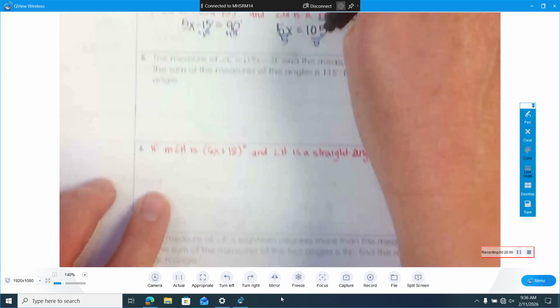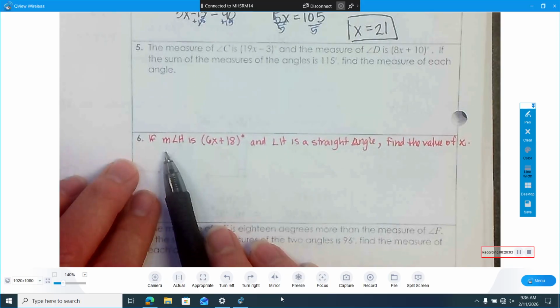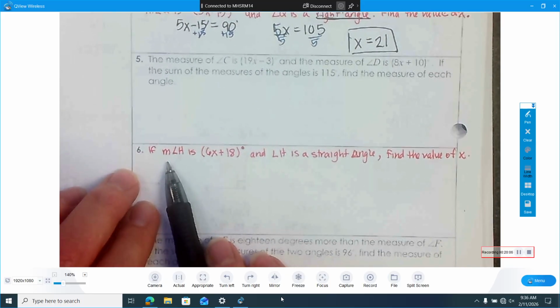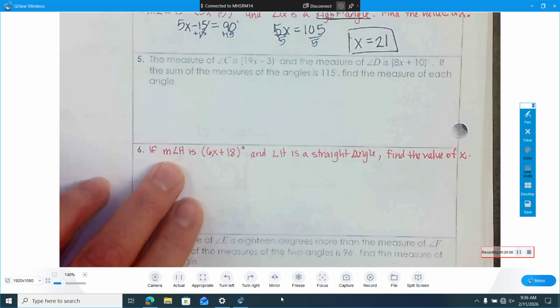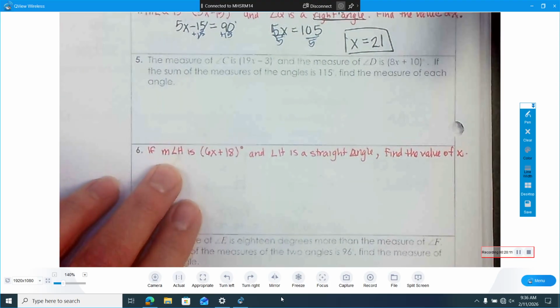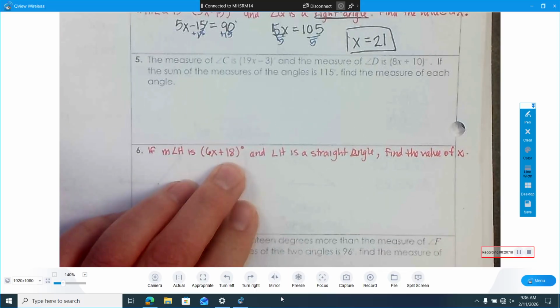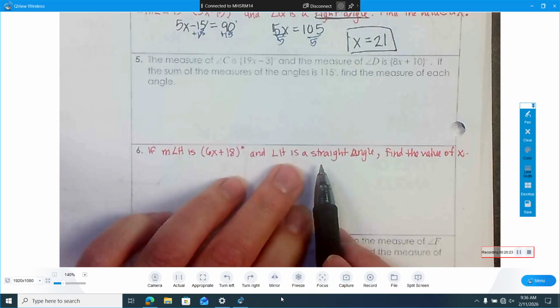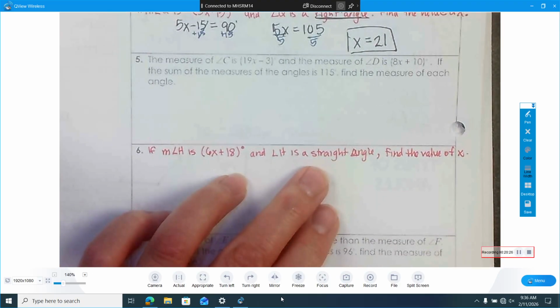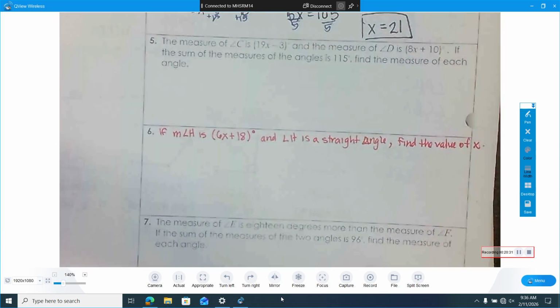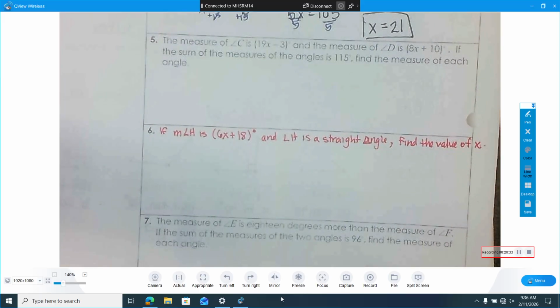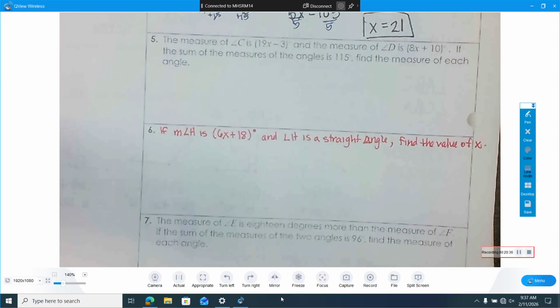Let's look at number 6 real quick. On number 6, it says, if the measure of angle H, and again, you should probably write this down because you're going to see something similar in your homework today. If the measure of angle H is 6x plus 18 degrees, and angle H is a straight angle, find the value of x. Since it's telling us we have to find the value of x, we have to set up an equation that we can solve, so we can solve for x.